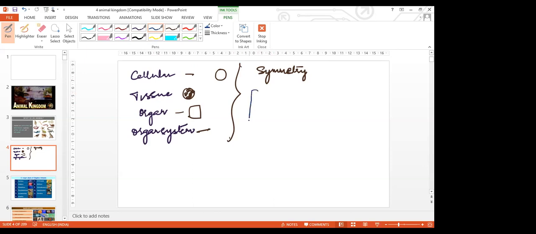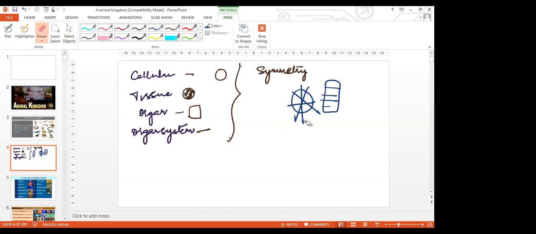Bilateral. That means making a body into two equal halves when you pass it through the center at only one plane. So if the body is cylindrical, when you pass it through the center from any plane, your body divides into two equal halves. That's called radial symmetry.